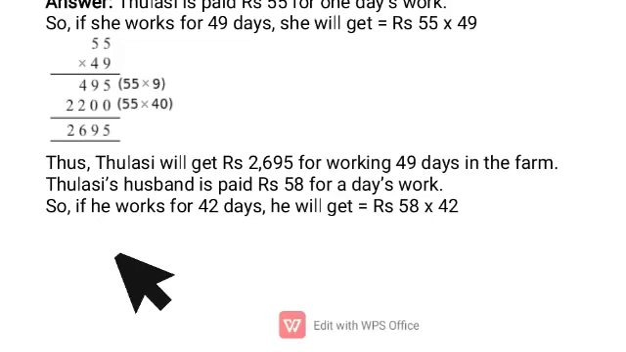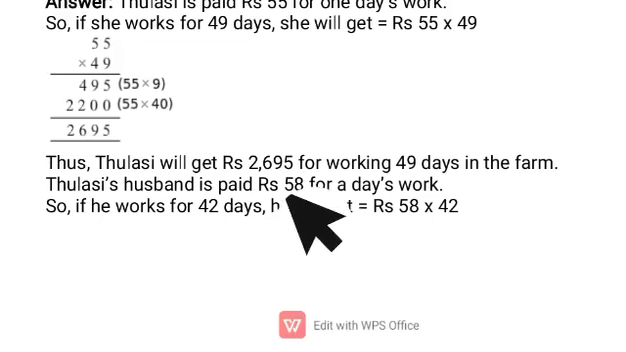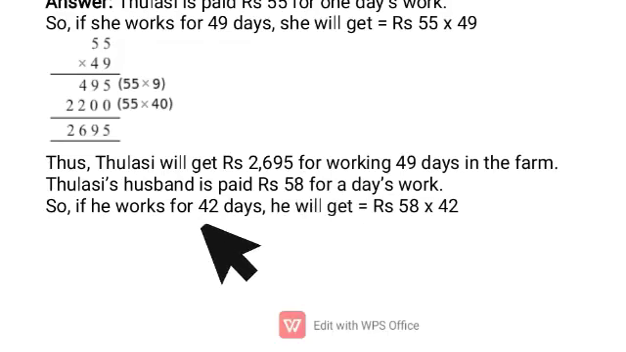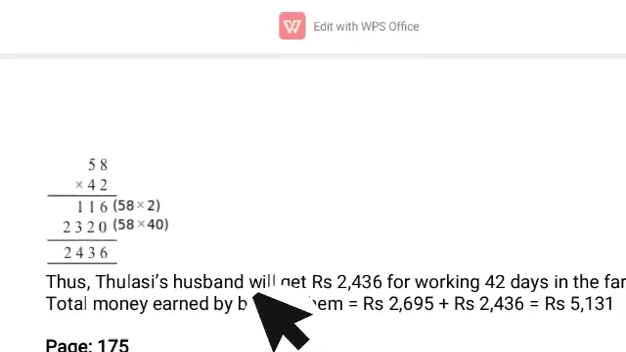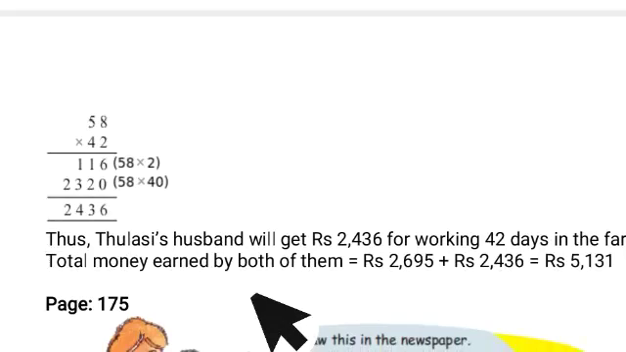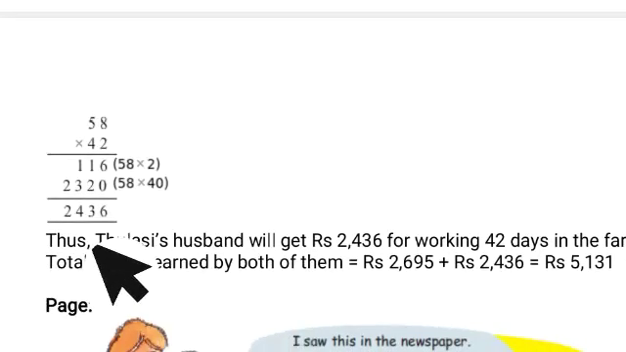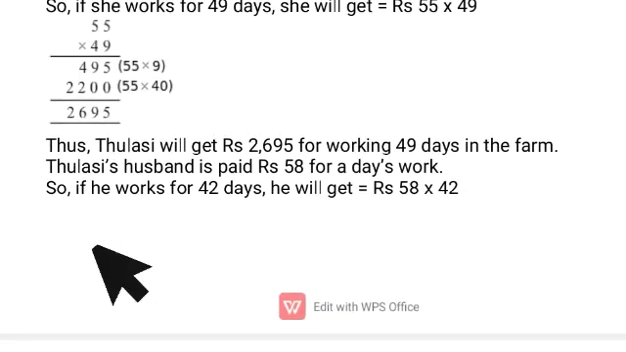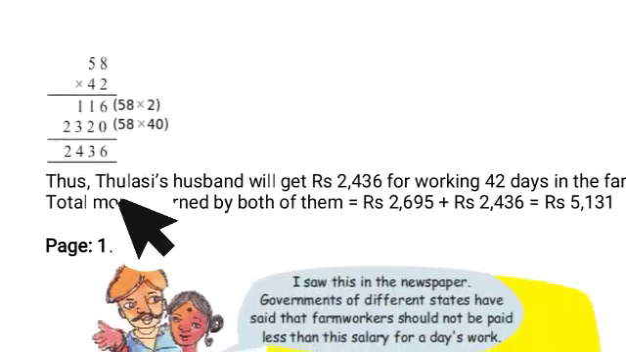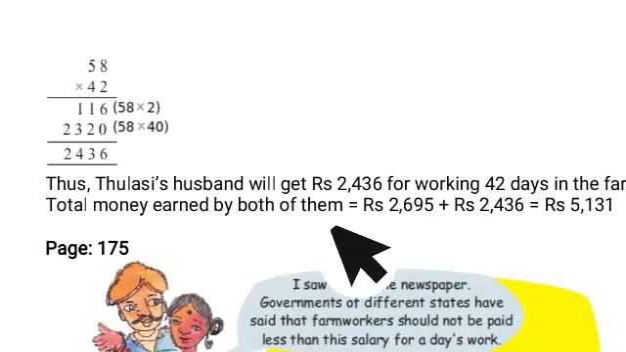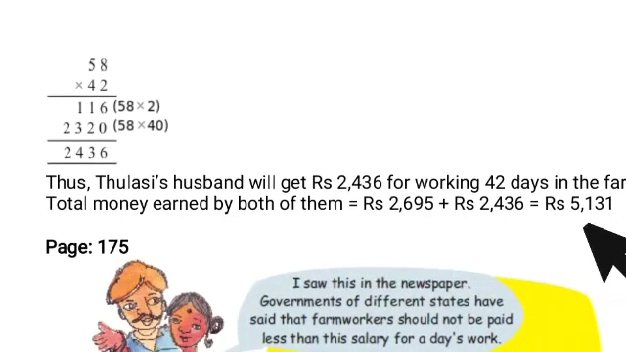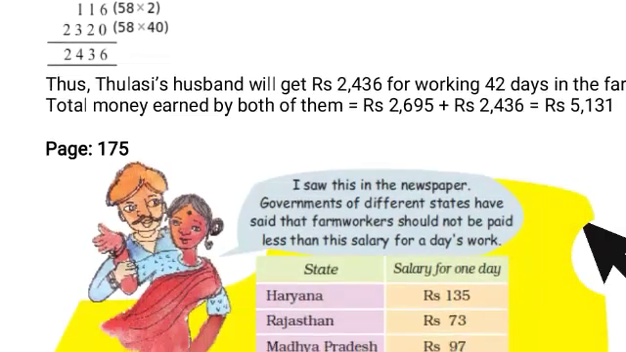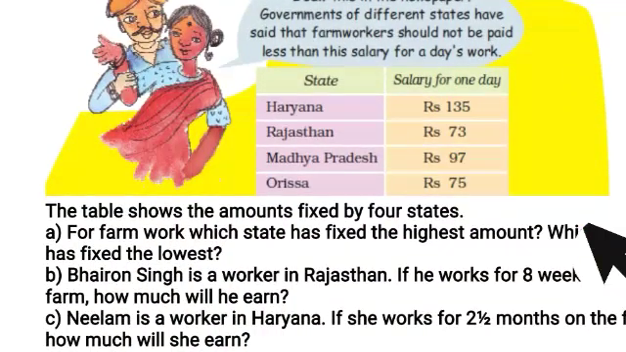If her husband works for 42 days, how much money will he get? If for 1 day he is getting 58 rupees, then for 42 days you have to multiply and find. You will get the answer 2,436. And how much money will they earn together? Thulasi is getting 2,695, husband getting 2,436. If we add both of these, they will get 5,131 rupees.